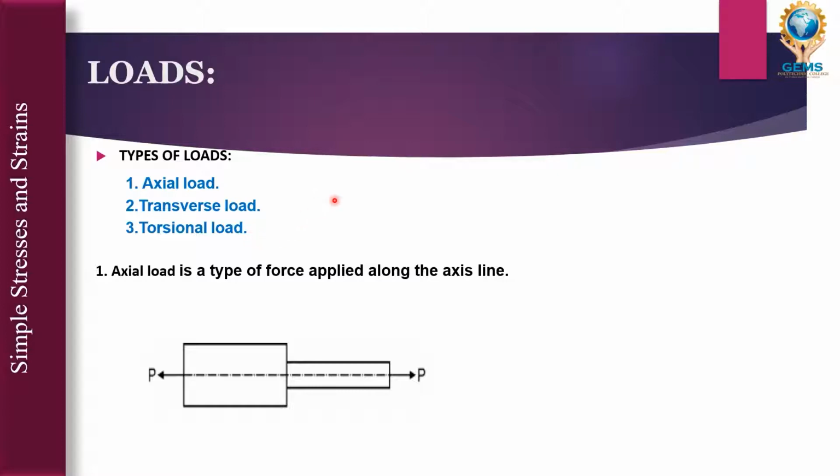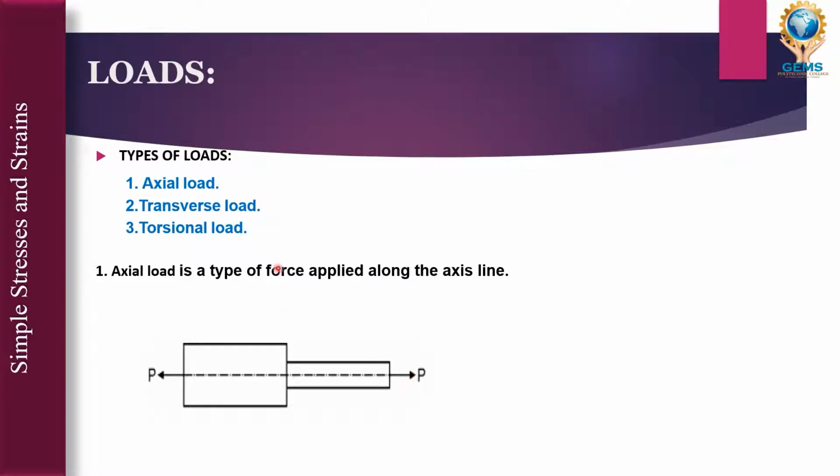First we will see what is axial load. So axial load is the type of force applied along the axis line. This is our shaft, understand? This is our shaft and this is our axis line for the shaft. So the force which we are applying along the axis line, this is P, force. So the force which we are applying along the axis line, this type of load is known as axial load, understand?